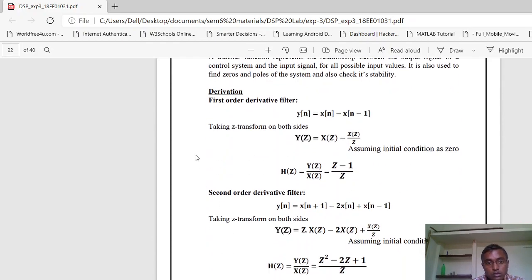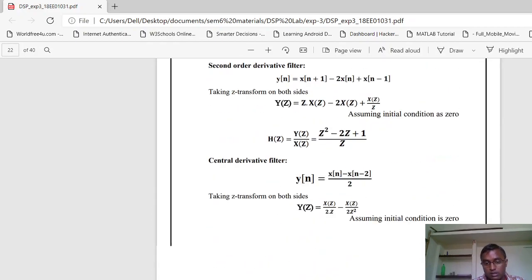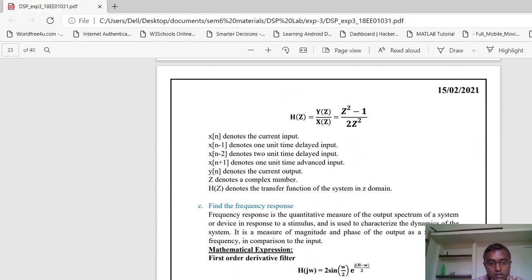So this is our derivation: y of n is equal to x of n minus x of n minus 1, then just take the z transform and proceed accordingly. Similarly, for the moving average filter we can derive the same way, and we can get these things in our result.